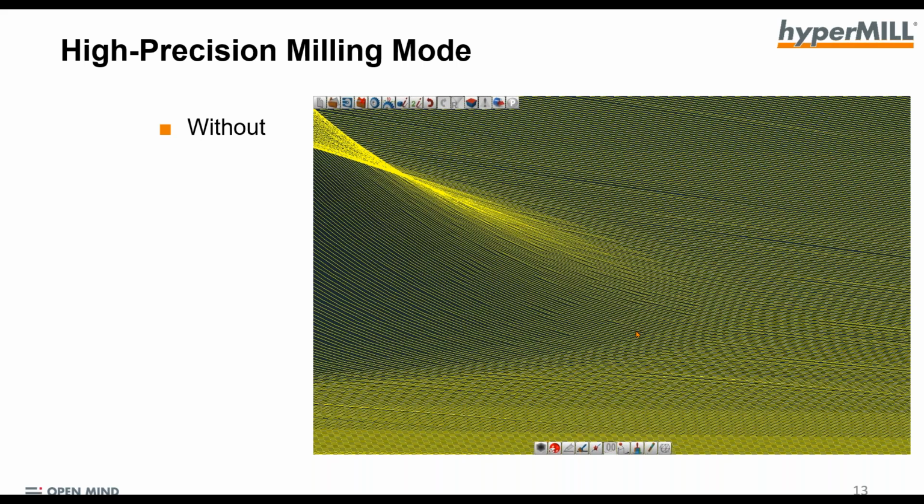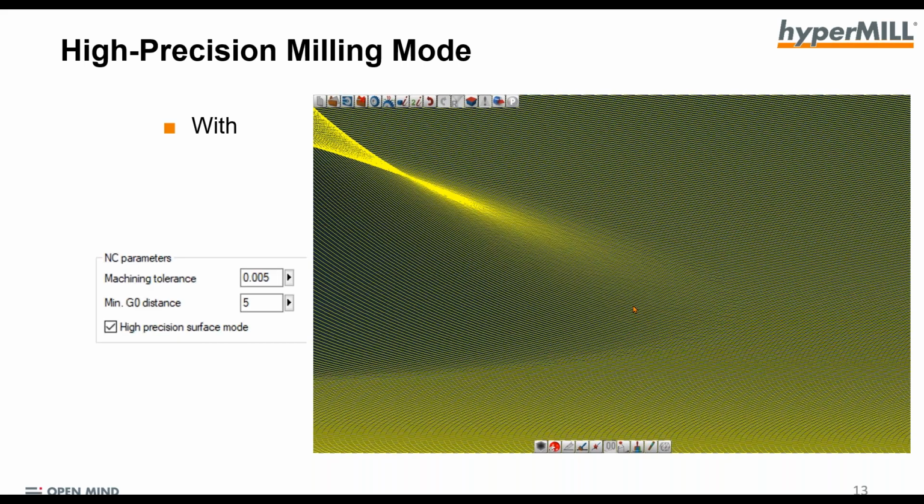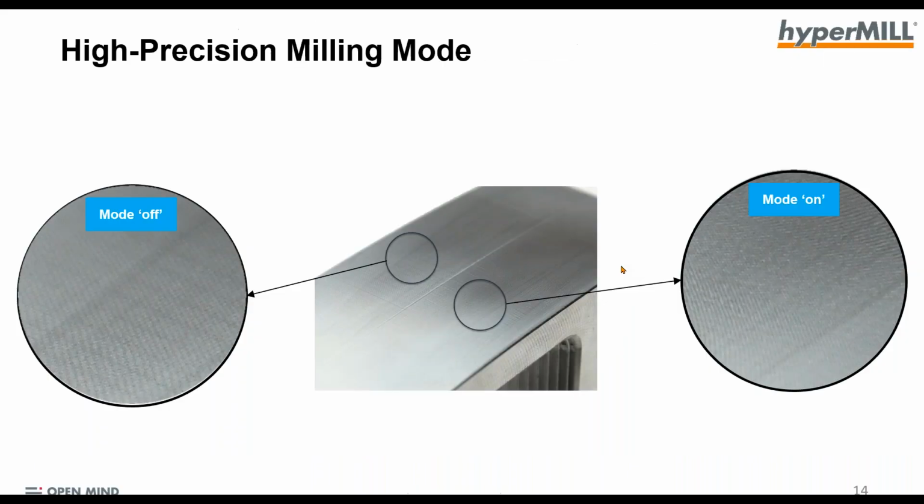Now, there is without surface mode, and here's the same toolpath but with the high precision surface mode option ticked. Now here's an example. In presentation mode, I'm not sure whether you'll be able to see the difference, but it certainly makes a big difference to the surface quality. So Josh, over to you.